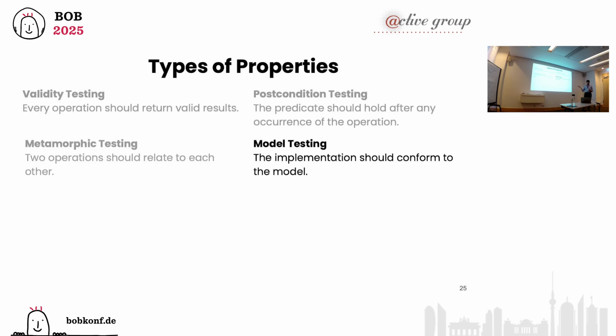And the last one is called model testing. In model testing, you have 2 things that you know should behave the same. Typically, one of these things is more abstract or simple or naive than the other, or it's more mathematically correct, or perhaps it's your legacy system that you're replacing.